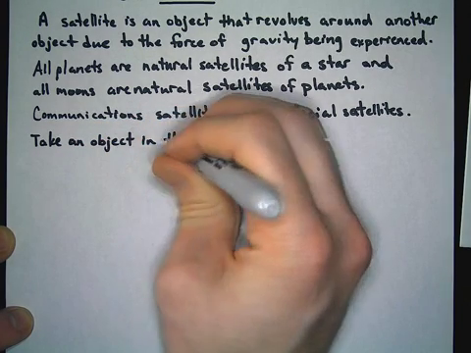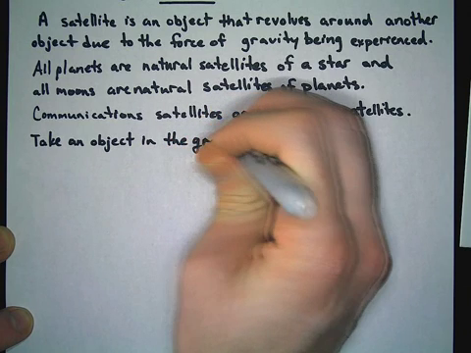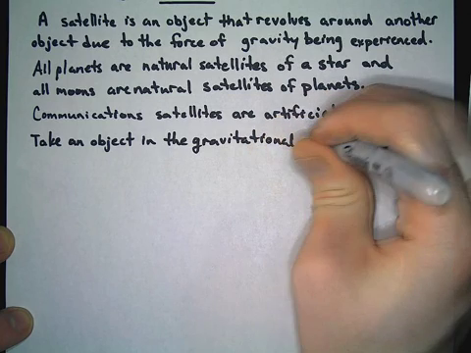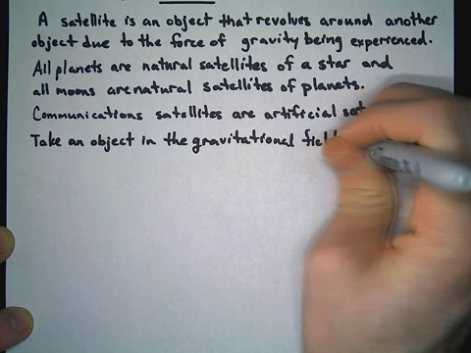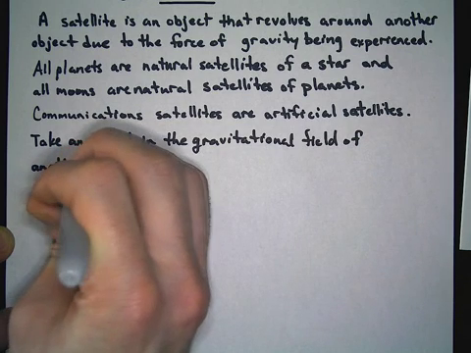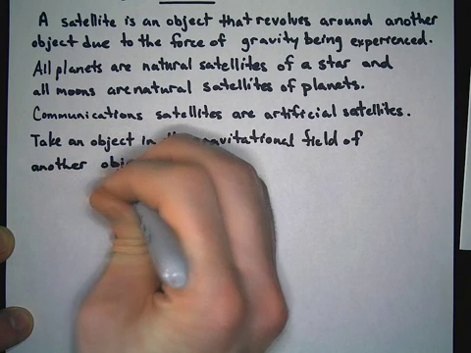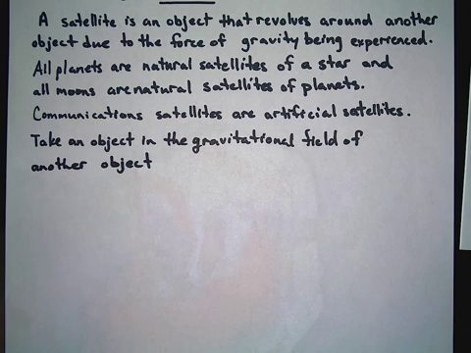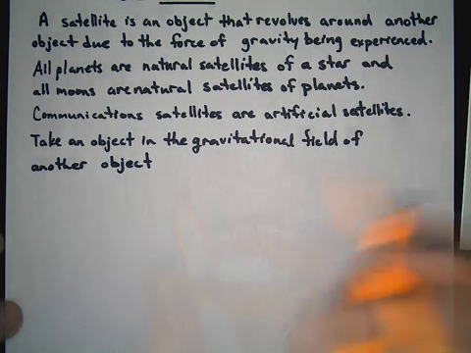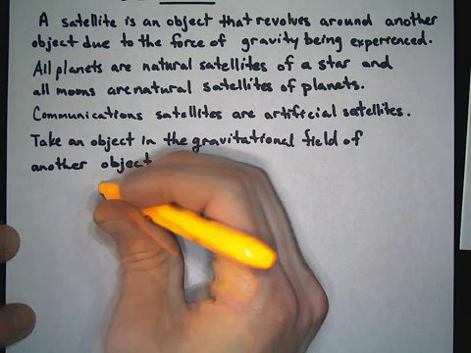Unfortunately, I have lost my red marker, so I'm switching possibly to orange and hoping for the best. If we take an object that is in the gravitational field of another object, what do we know about the net force that is acting on that object? Well, what we know is that the net force is therefore equal to the force of attraction that is experienced by the two objects.